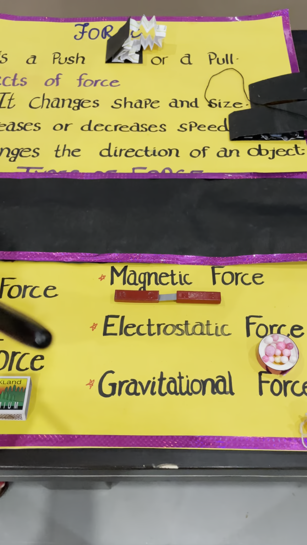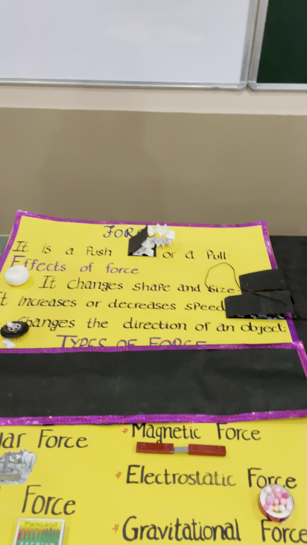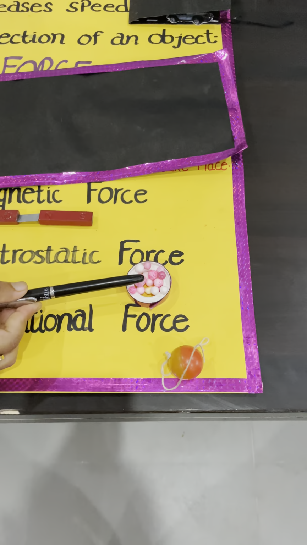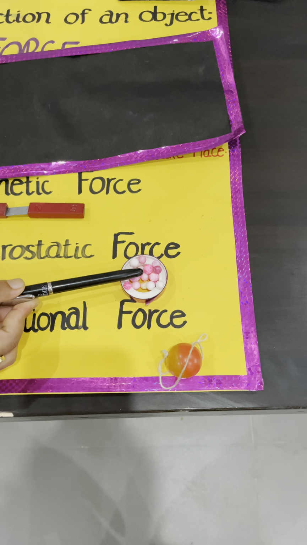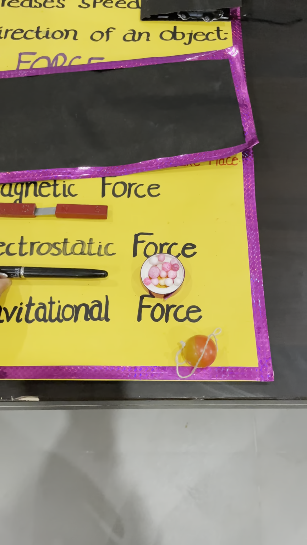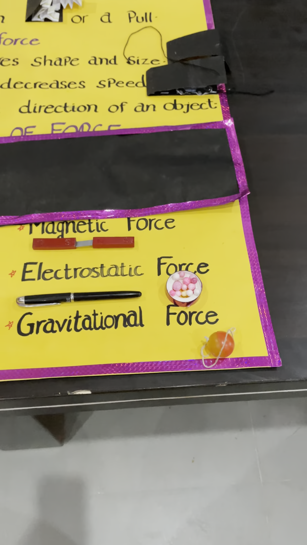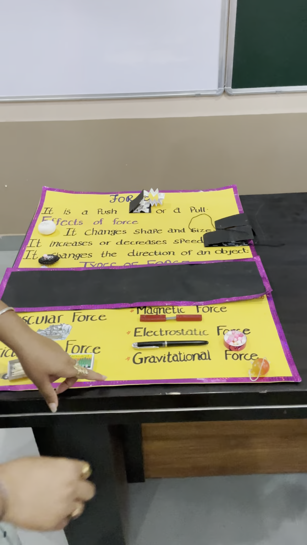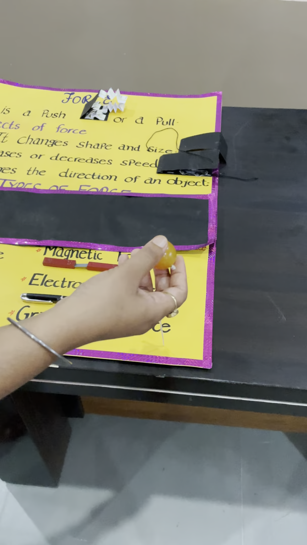When I rub this pen on my dry hairs, then we can see that this pen gets charged and it will attract these balls. So these balls also get an opposite charge. This type of force is known as an electrostatic force. Then next is gravitational force.